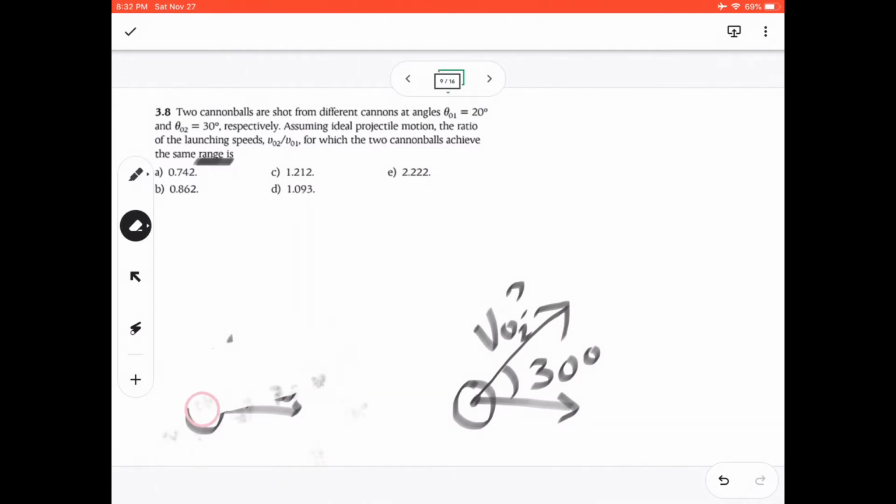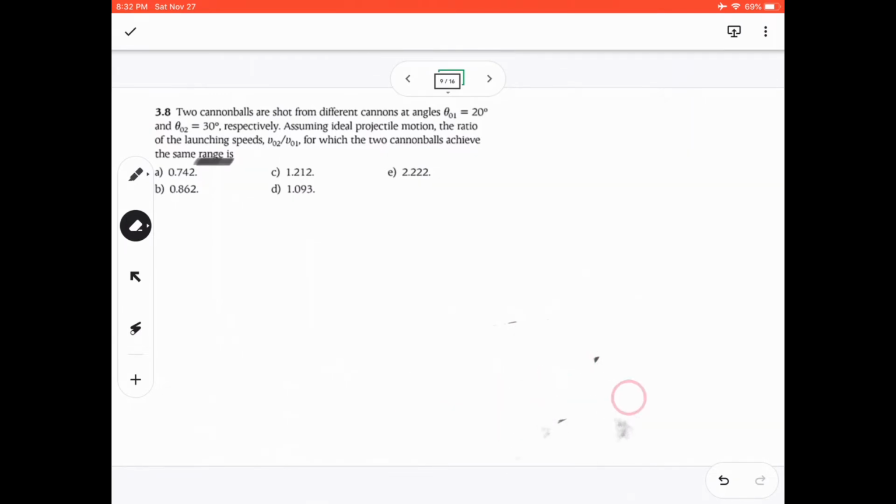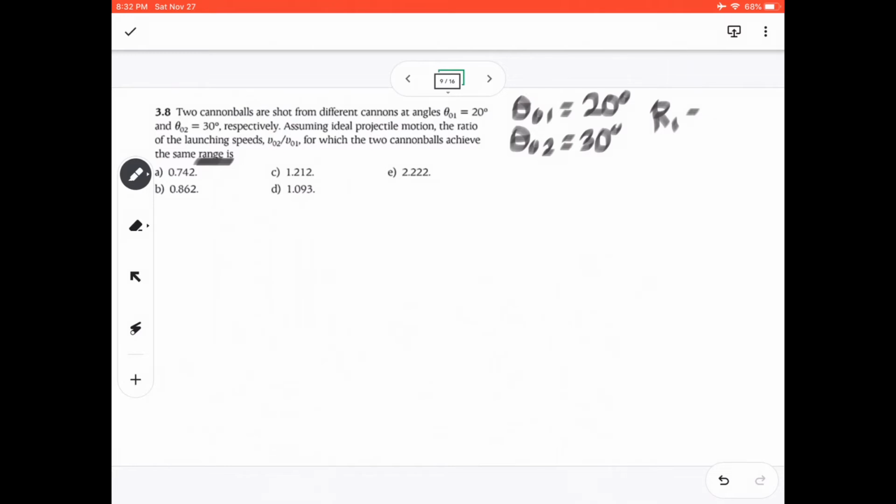Okay, so let's just erase this and let's list the given first. It's always a good idea to list your given. So initial theta 1 is equal to 20 degrees, and initial theta 2 is equal to 30 degrees. But the range of the first cannonball is equal to the range of the second cannonball, according to the problem.